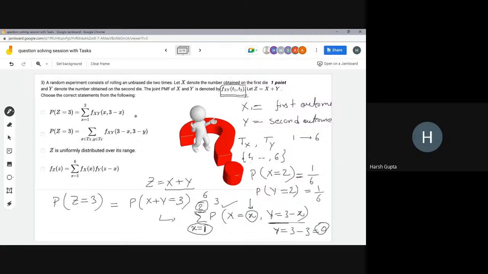Okay, so this is the answer. They have not given any value of this joint table, so we don't need to solve further. So that is okay. And what about this one, the second part?